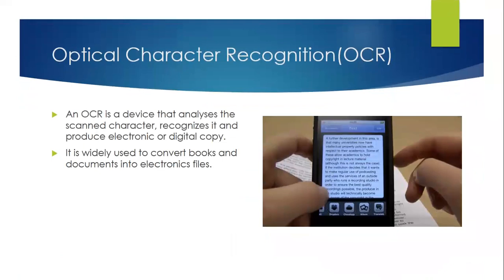Then comes OCR. OCR is also called optical character recognition. OCR we generally do with the help of software like CamScanner. The CamScanner on your phone is OCR software. OCR works with the help of your device, where it analyzes the picture and sees where the text is found. So it is able to recognize the scanned characters and produce an electronic or digital copy. It is widely used for converting books and documents into electronic files.